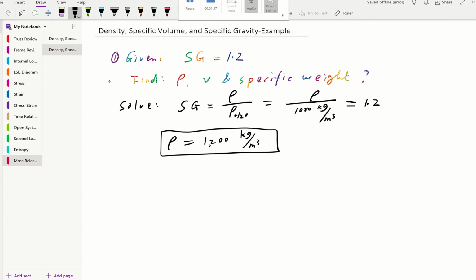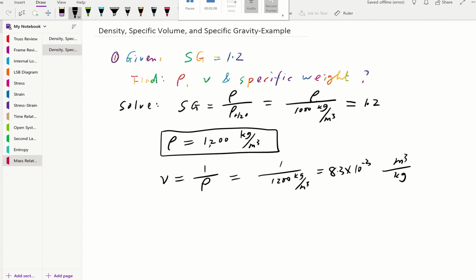Then we need to find our specific volume. Specific volume is 1 over density, right? And then it's 1 over 1200. And that will give us the unit of meter cube per kilogram. Put into calculator. That will give us about 8.3 times 10 to the negative 3 meter cube per kilogram.